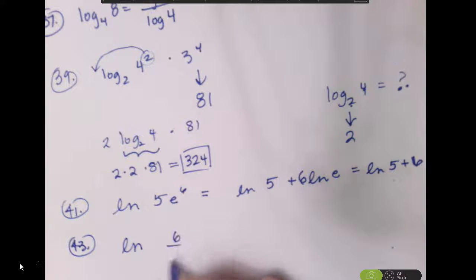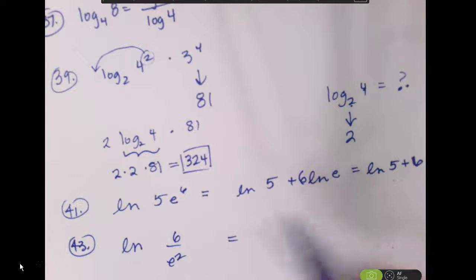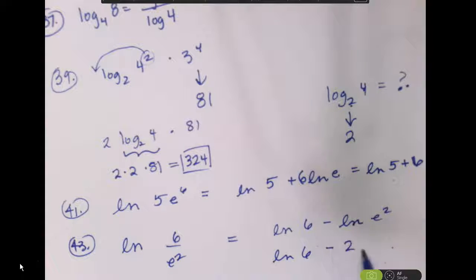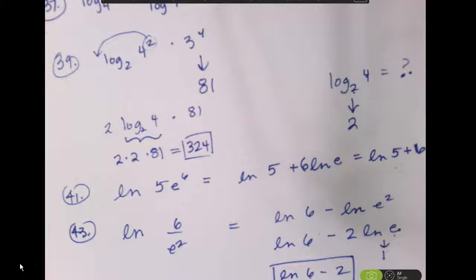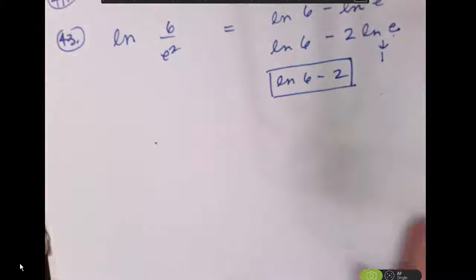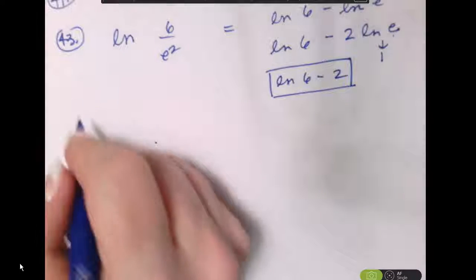So now number 43 is our last one from this group, and we've got natural log of 6 over e squared. And so that's a division, so I'm going to use my quotient property to do natural log of 6 minus natural log of e squared. Natural log of 6 minus 2 times natural log of e, that's 1. So natural log of 6 minus 2 will be my final answer. And you could go further if you had a calculator and you were just plugging these in. But the answer in the back should match that.